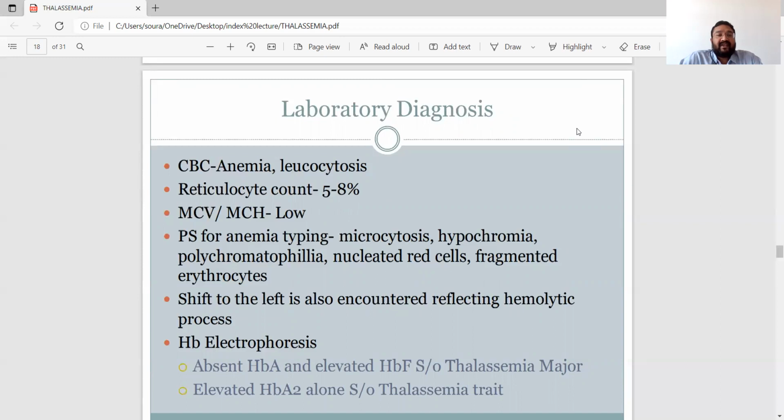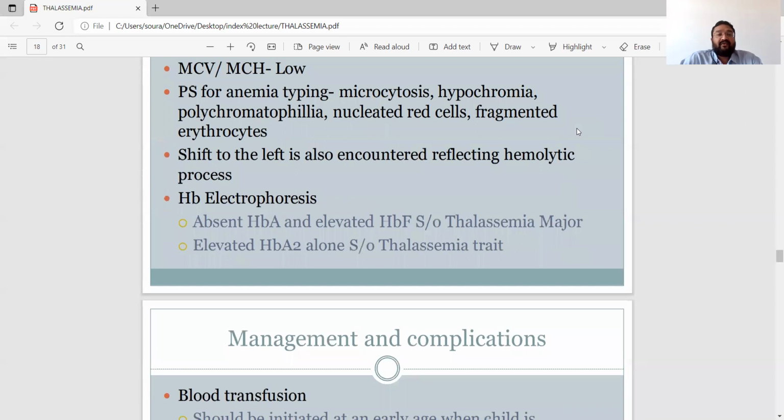On doing peripheral smear examination, one will get microcytosis, hypochromia, polychromatophilia, nucleated red blood cells, and fragmented RBCs. Shift to the left is also encountered, reflecting the hemolytic process. On doing hemoglobin electrophoresis, hemoglobin A is absent and fetal hemoglobin is elevated, which suggests thalassemia major. While elevation of HbA2 alone is suggestive of a thalassemic trait.